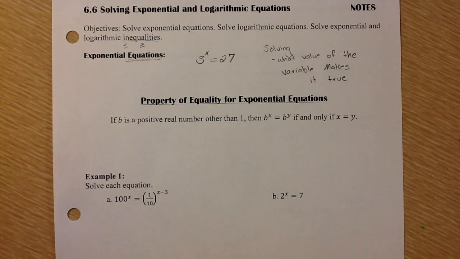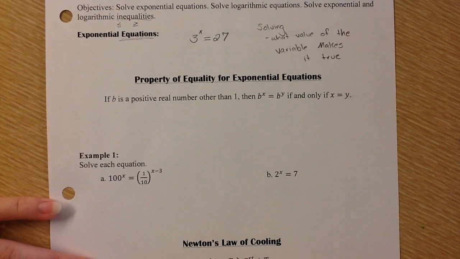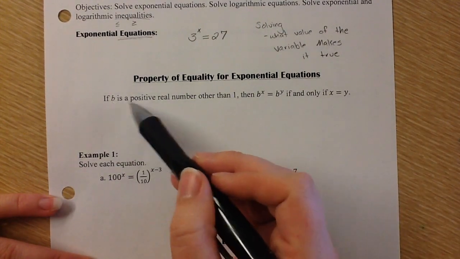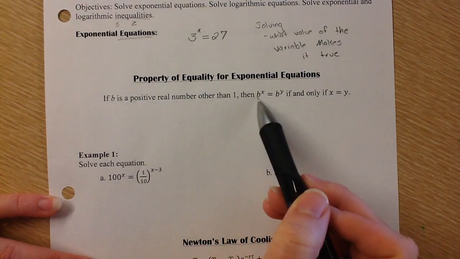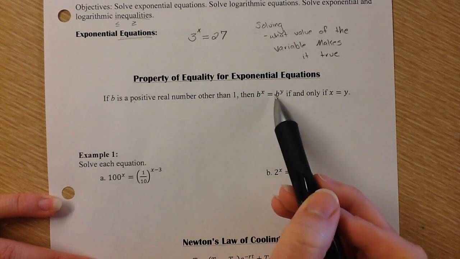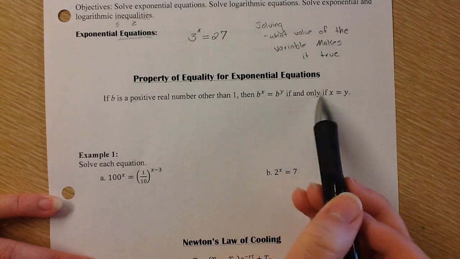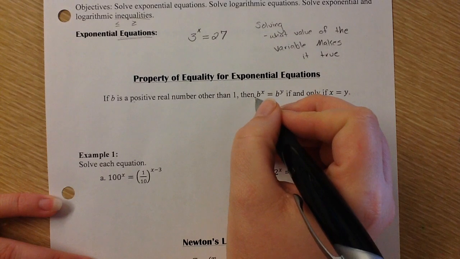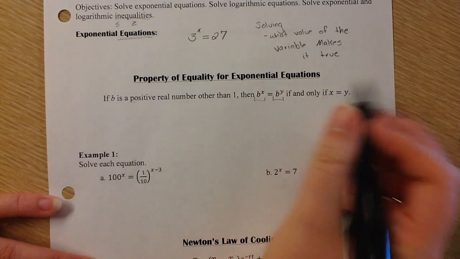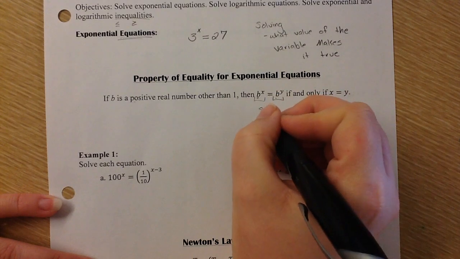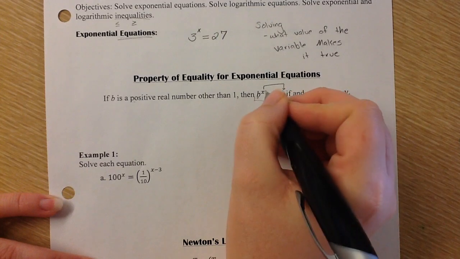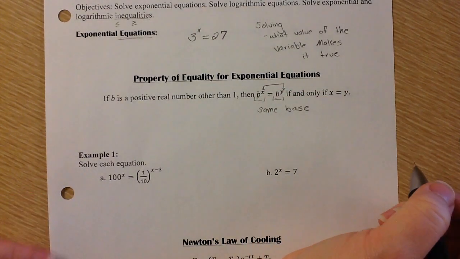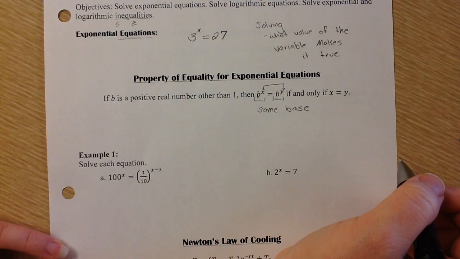So to do that, one thing we're going to be using is the property of equality for exponential equations. Basically, if b is a positive real number other than 1, then b to the x equals b to the y if and only if x equals y. Meaning if I have the same base, then the only way they're equal is if their exponents are equal. So we're going to be using that a bit to help us solve these equations.